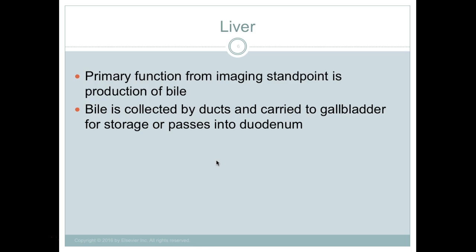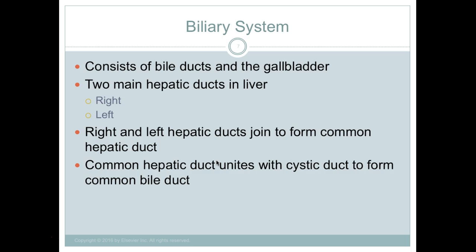So the primary function from an imaging standpoint is the production of bile. The bile is collected by the ducts and carried to the gallbladder for storage or passage into the duodenum. The biliary system consists of bile ducts and the gallbladder. The two main hepatic ducts in the liver are the right and the left. The right and left hepatic ducts join to form the hepatic duct. So the two come together to form just the one, the hepatic duct.